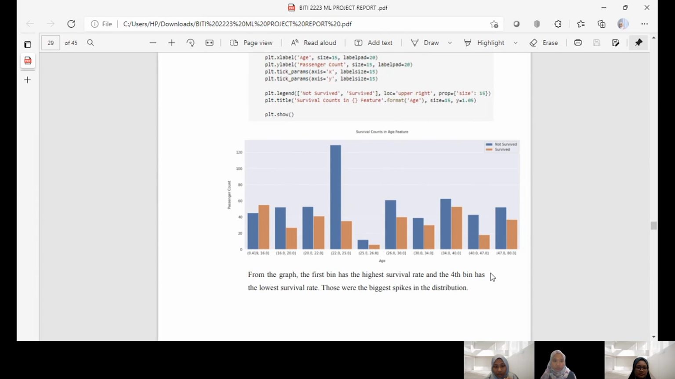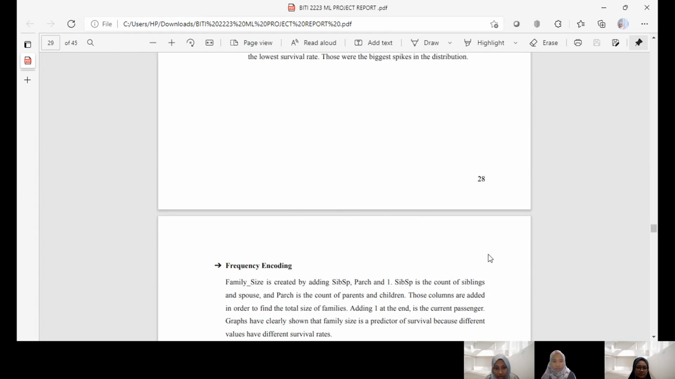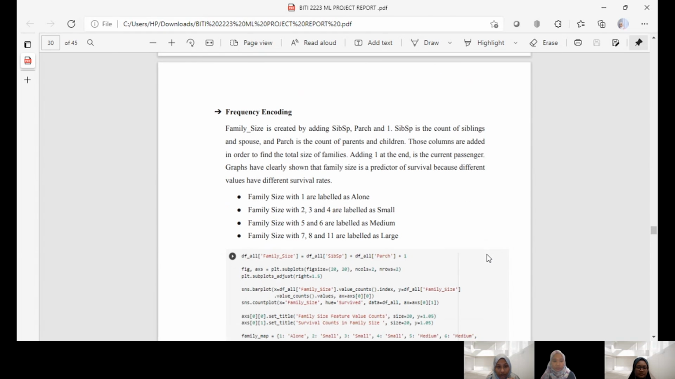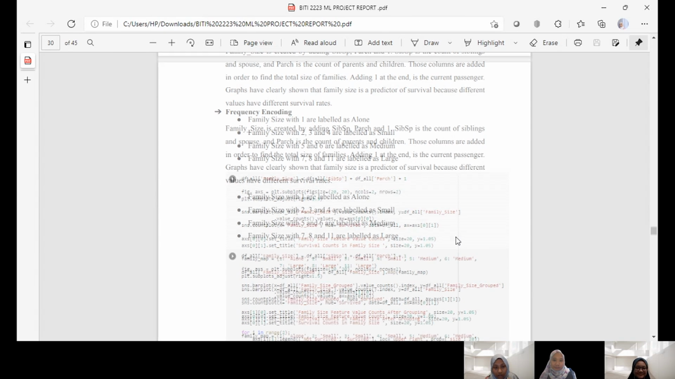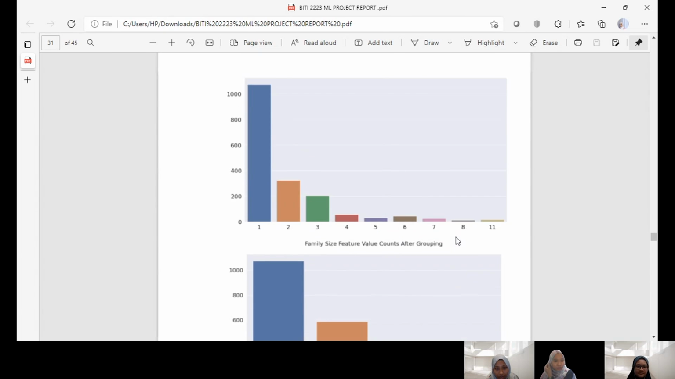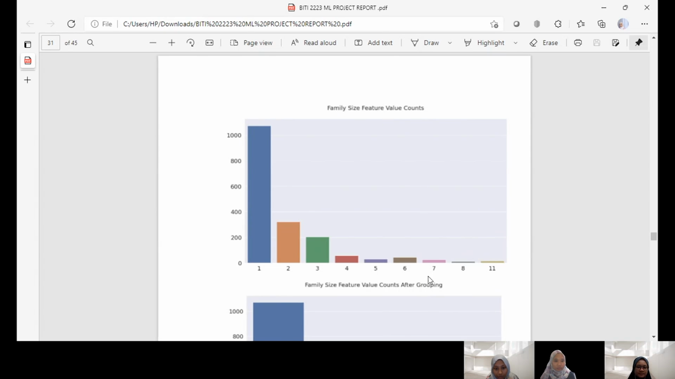So here's the graph. From the graph, we can see that the first bin has the highest survival rate, and the fourth bin has the lowest survival rate, and those were the biggest spikes in the distribution. Okay, so next we have the next technique of feature engineering, which is frequency encoding. In frequency encoding, we use family size, and here is the rest of the coding.